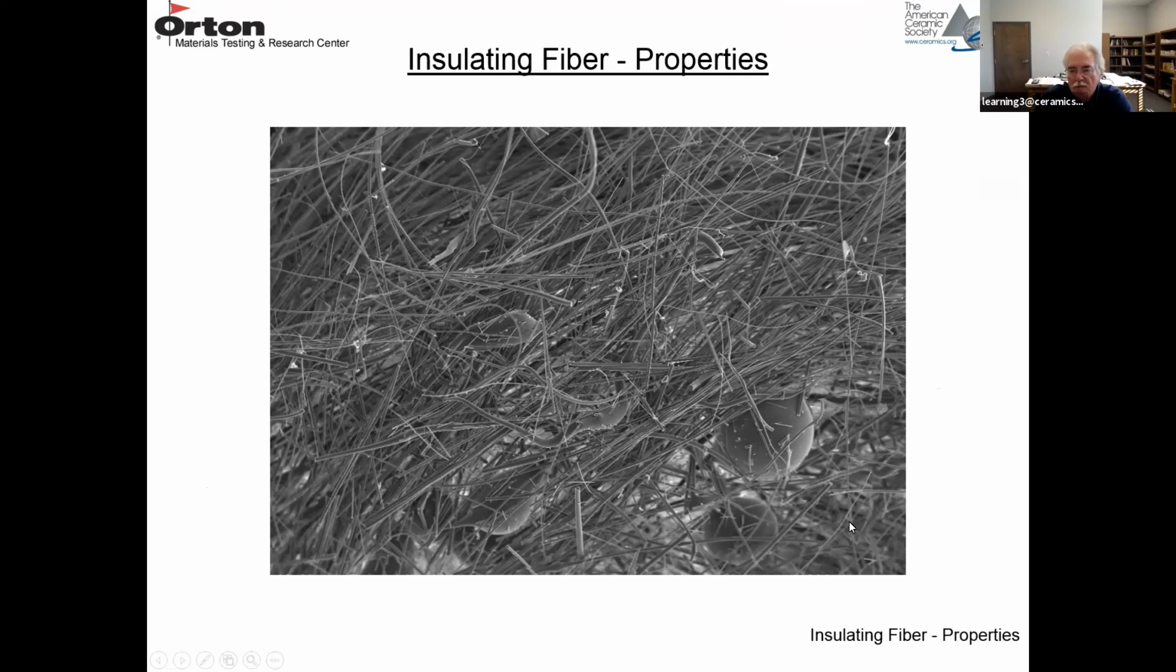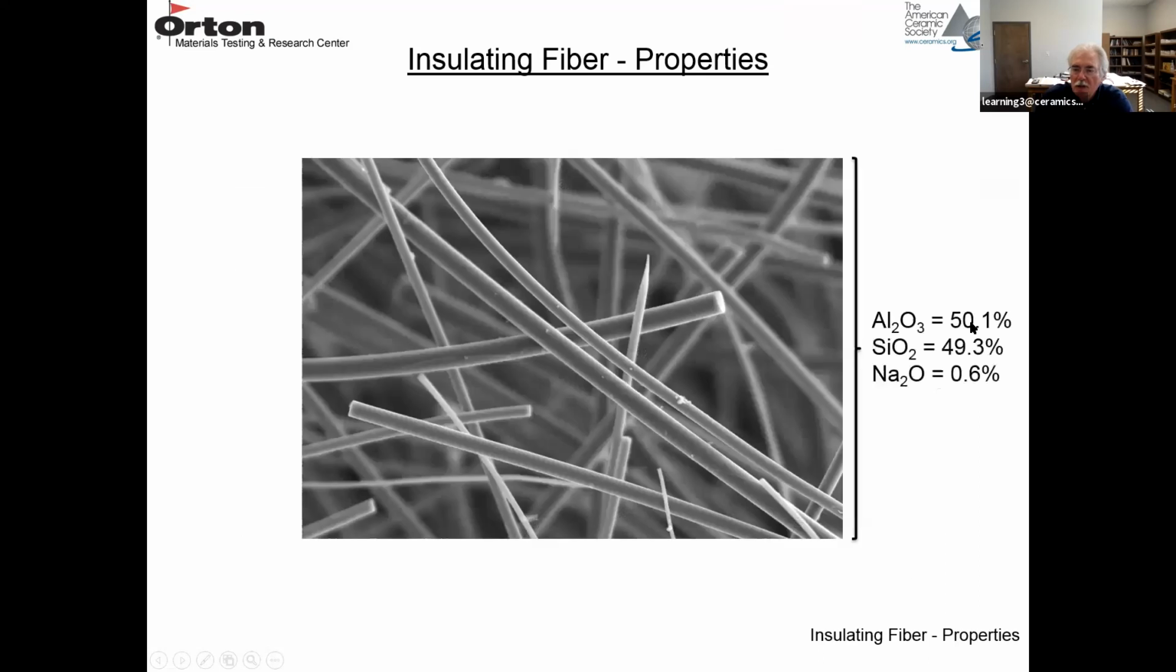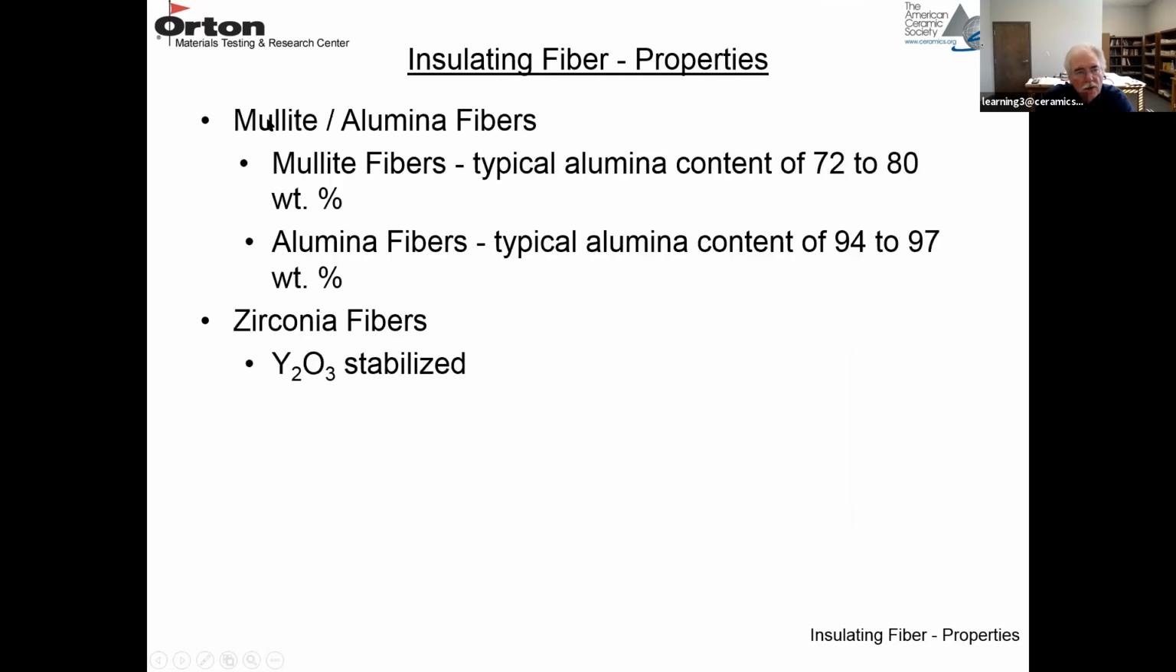And if you look at a higher magnification, this is about a 50% alumina, 50% silica fiber. These are roughly 2 to 3 microns in diameter, and you can see the diameter is variable and the length is also variable. You can make mullite alumina fibers, so it's a higher alumina content. Mullite is typically between 72 and 80% alumina, and then alumina fibers are going to be much higher, 94 to 97%.